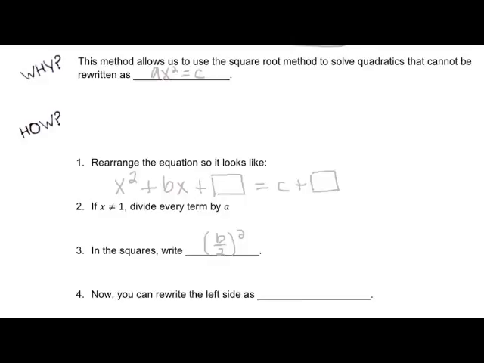Step 4, you can then rewrite the left-hand side as x plus or minus b over 2 quantity squared. The plus or minus will be determined by the sign in front of your bx term. So if it's positive, it'll be positive. If it's negative, it'll be negative. So you're only going to pick one sign.